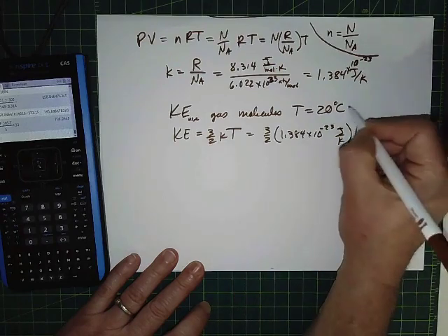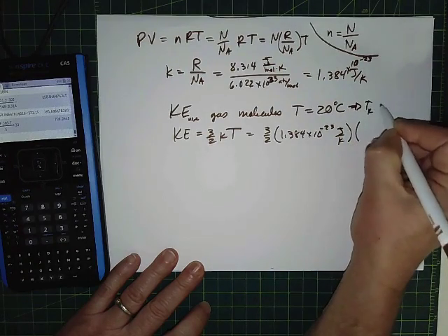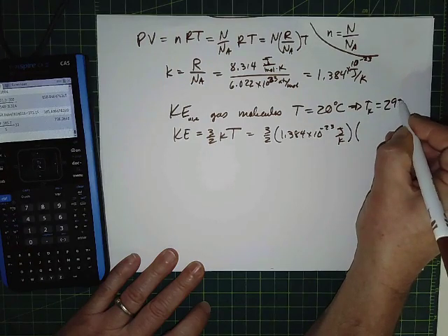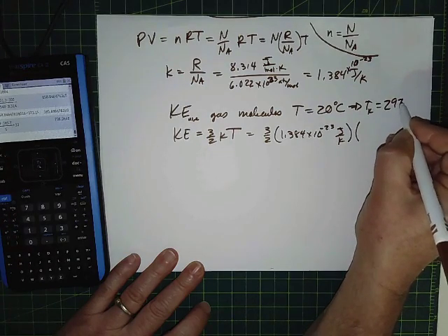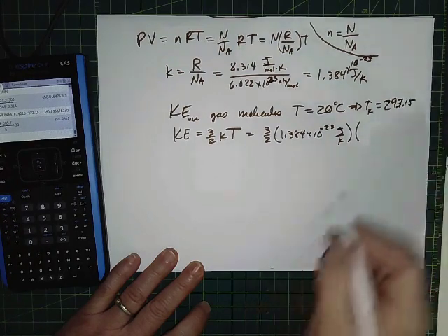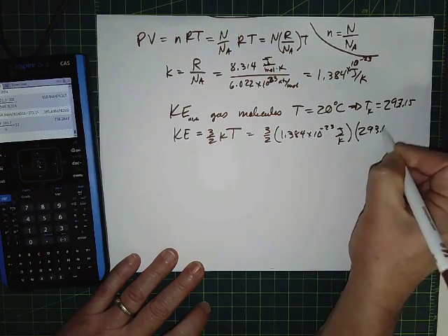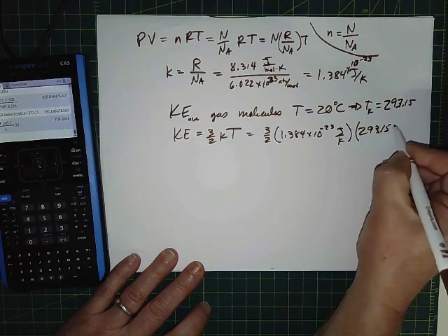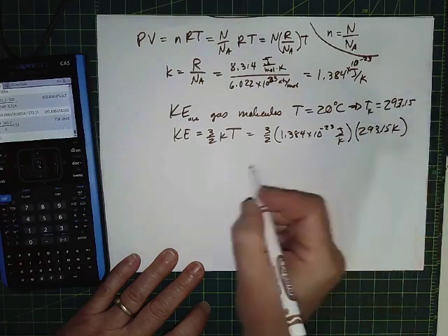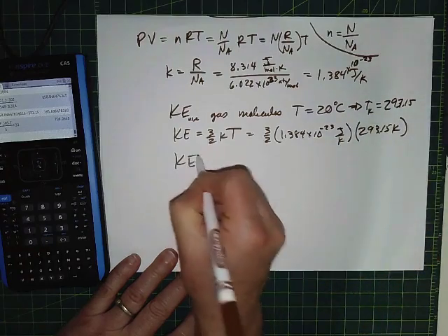So our temperature in Kelvin, we add 273.15. So that becomes 293.15 Kelvin. All right, so the Kelvins are going to cancel, and we end up with joules, which is good because that's what energy is in.